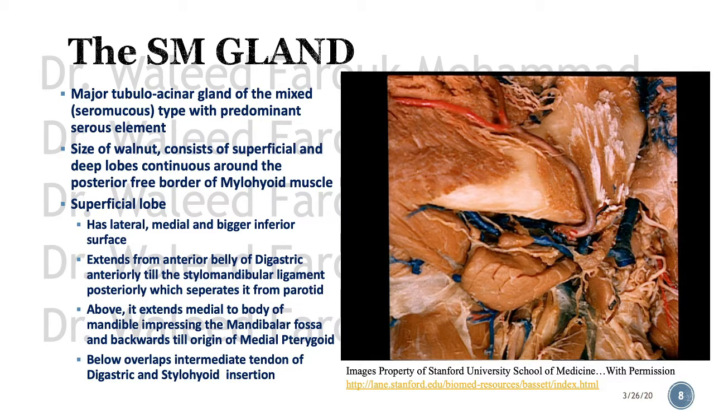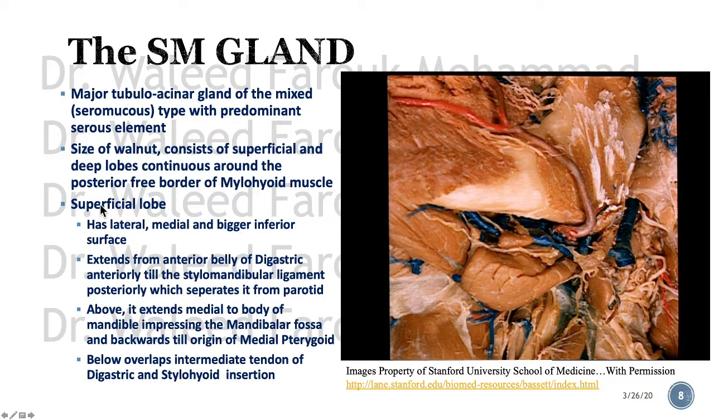Now, the submandibular gland is a major tubuloacinar gland. It has tubules and acini, and is the size of a walnut. It has superficial and deep parts. These parts are connected behind the free border of the mylohyoid muscle. The one you see here is the superficial lobe. It's connected to the deep lobe after curving around the posterior free border of the mylohyoid muscle. Do not forget this fact.